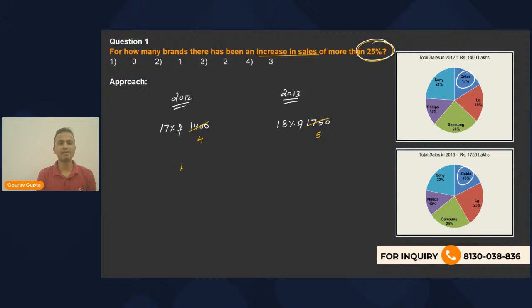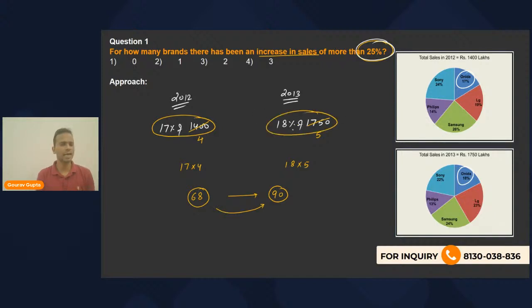So on the left hand side I will have 17 multiply 4, and on the right hand side I will have 18 multiply 5. Now 17 multiply 4 is 68, and 18 multiplied by 5 is 90. So in 2012, corresponding to 68, the value has become 90 in 2013. So now you can find out the percentage change. It will be easier for you as compared to calculating for the actual values. No need to find out the actual values. Just cancel the common factors and then you can work on these calculations, right?